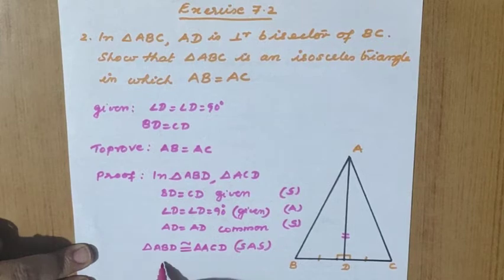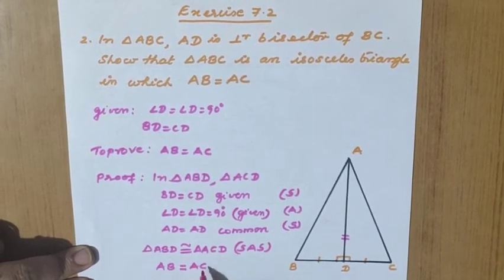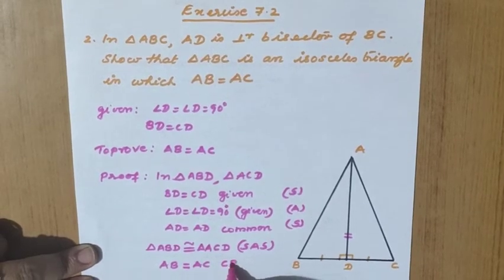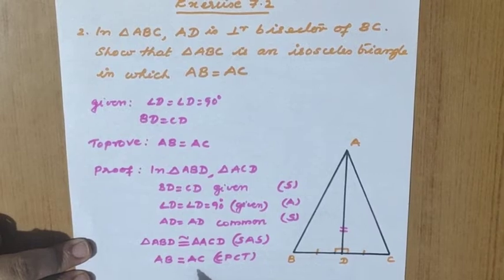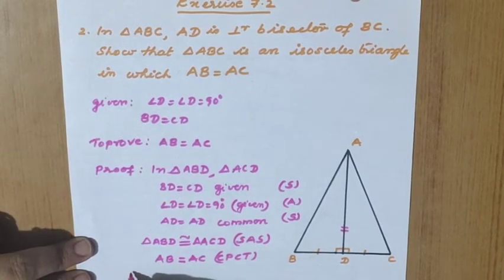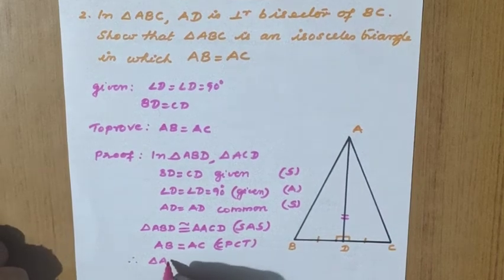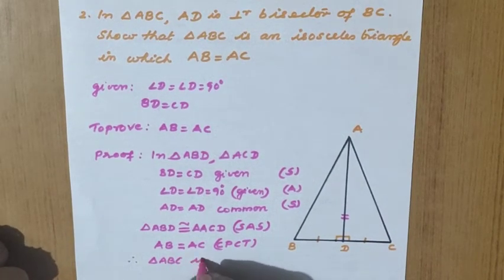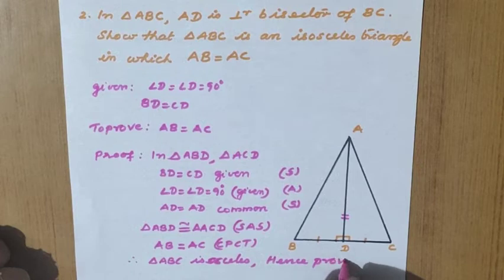Now from this what we can write? AB equal to AC CPCT. So AB equal to AC only we have to prove, hence proved. Or we can say therefore triangle ABC is isosceles. Hence proved.